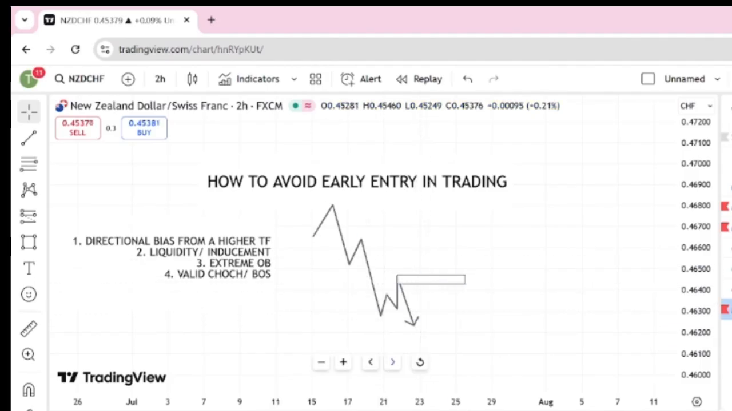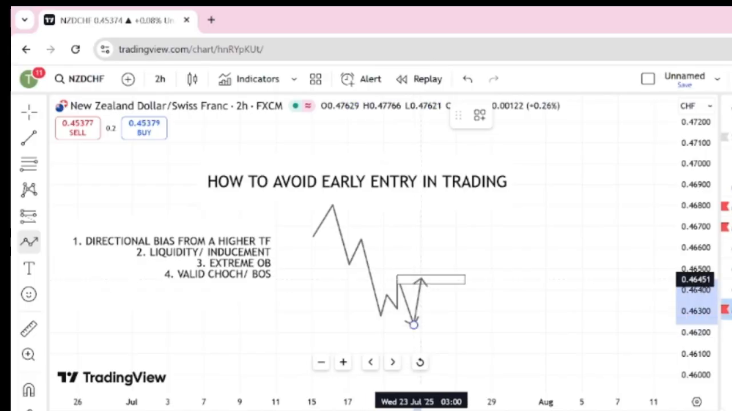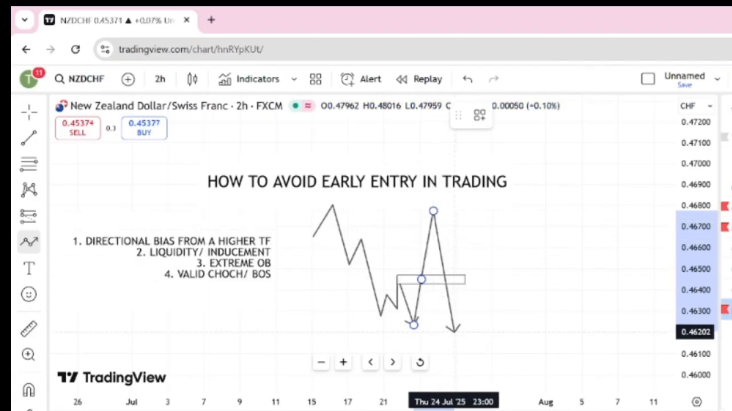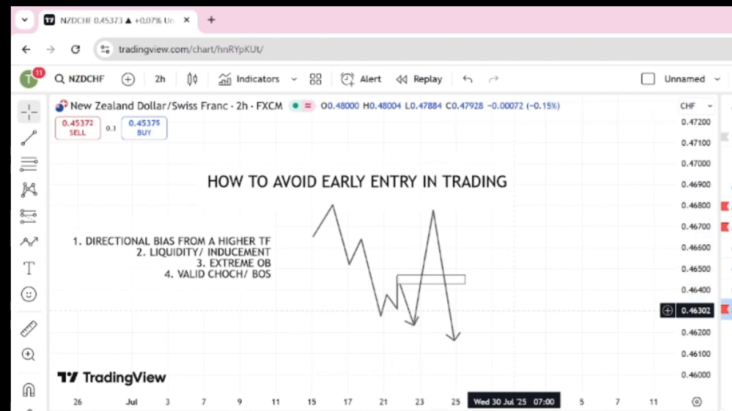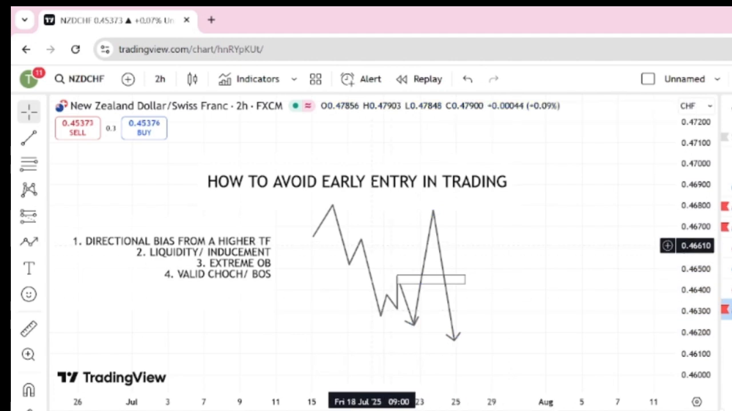So if price should return back to this point, you shouldn't be expecting this. What you should be expecting is maybe price rallying toward the extreme and continuing to the downside. This is one of the mistakes a lot of people make. They don't understand directional bias.